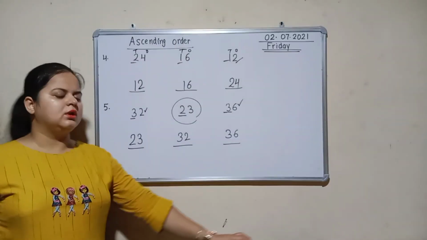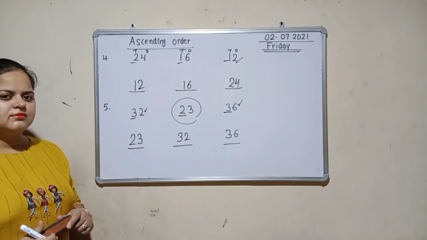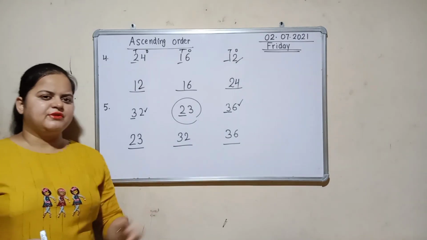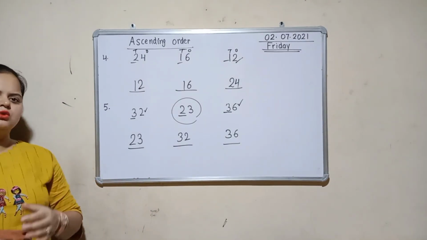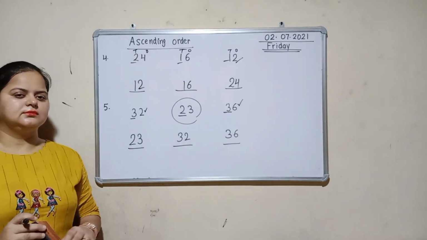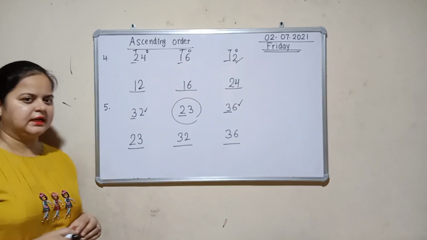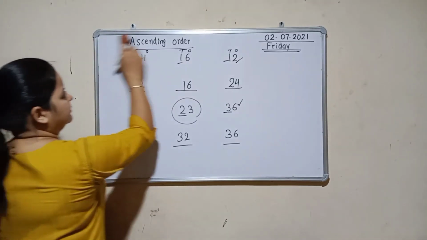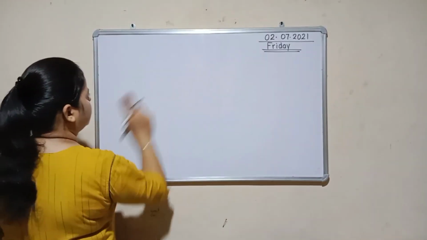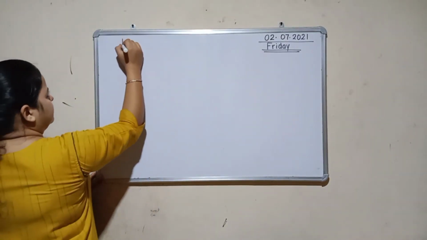I hope you all have done these 5 sums of ascending order. Do it fast. After that we will do the revision of descending order. Done? Good. Now open the next page of your notebook and write the topic descending order.